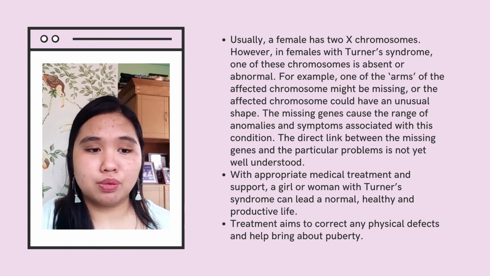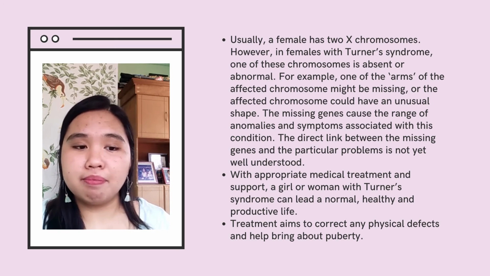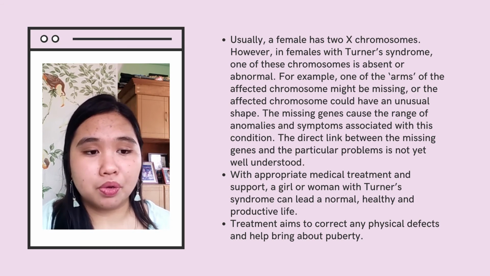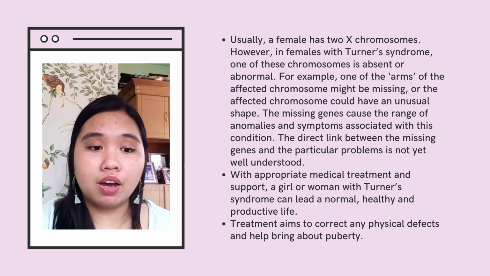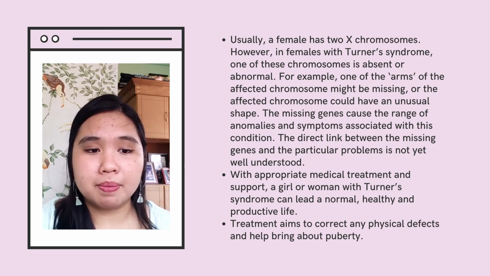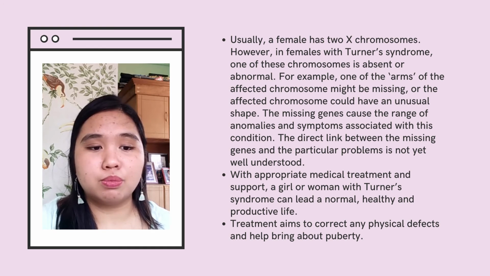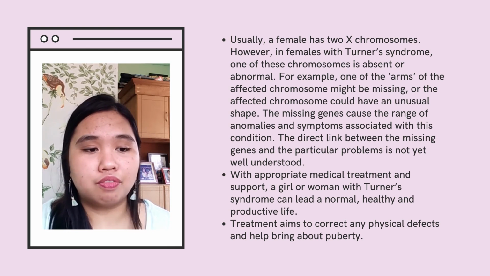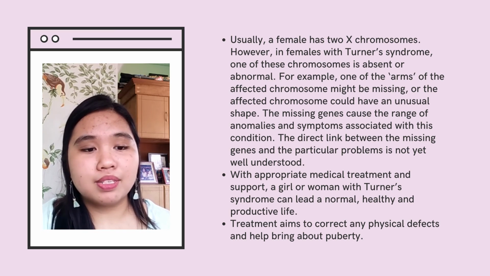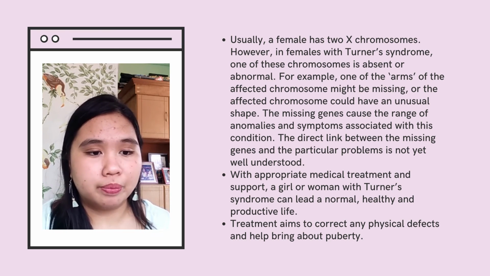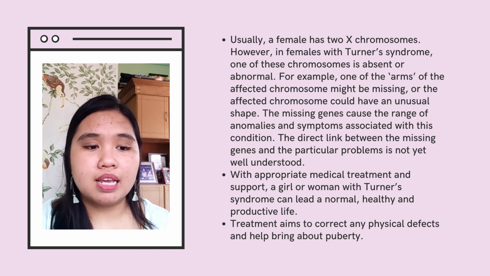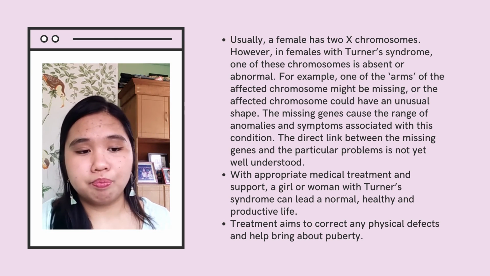Usually, a female has 2 X chromosomes. However, in females with Turner syndrome, one of these chromosomes is absent or abnormal. For example, one of the arms of the affected chromosome might be missing, or the affected chromosome could have an unusual shape. The missing genes cause a range of anomalies and symptoms associated with this condition. The direct link between the missing genes and the particular problems is not yet well understood.